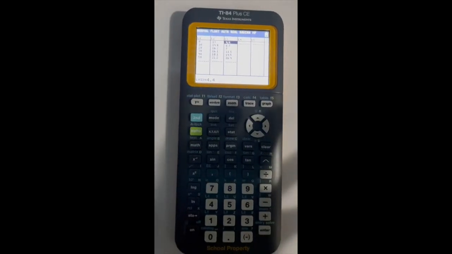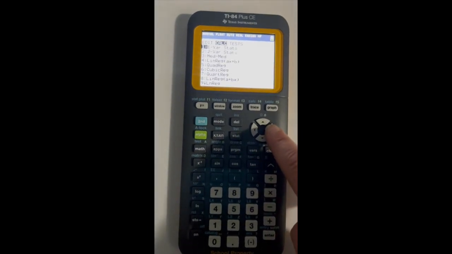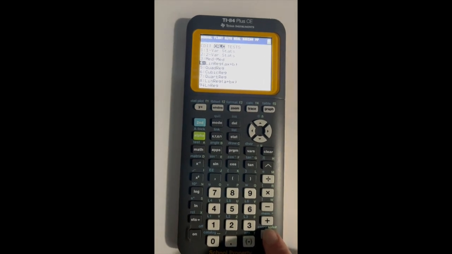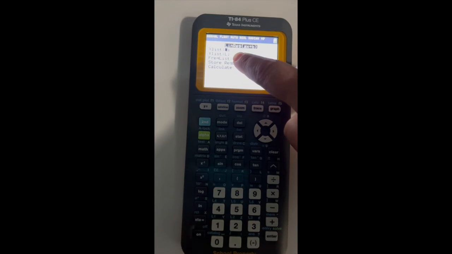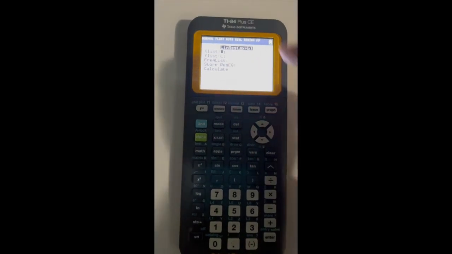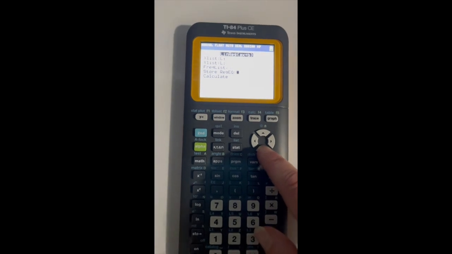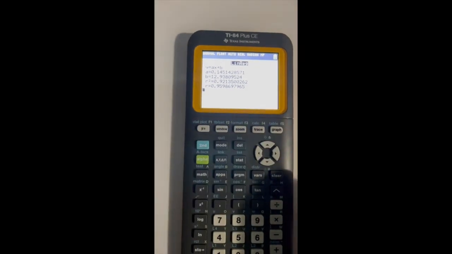Now that we have all of our data, we're going to press the Stat button again. We'll go over so Calculate is highlighted, and we'll select the 4th option that stands for Linear Regression. What it's going to do is take our data from list 1 and list 2, and give us the information for the equation of a line. We'll go down here to Calculate and press Enter, and we're going to need to write down the A value and the B value.